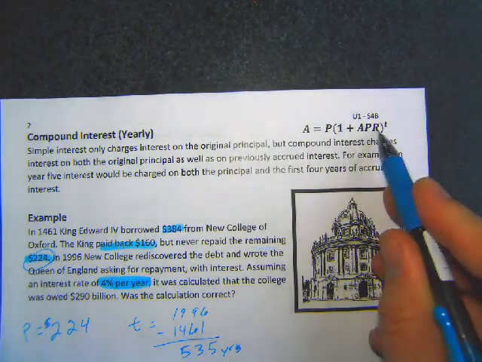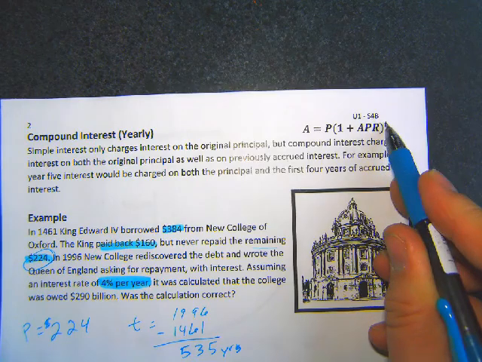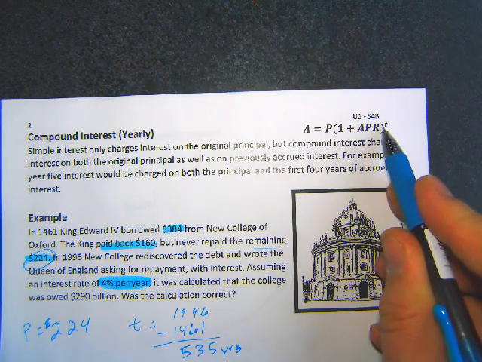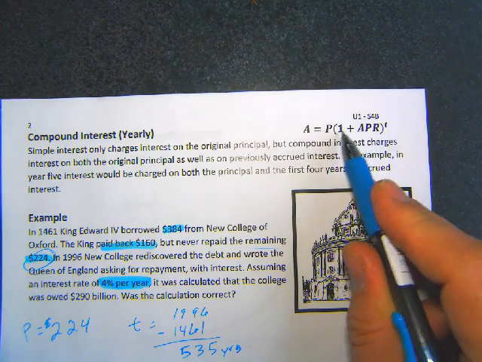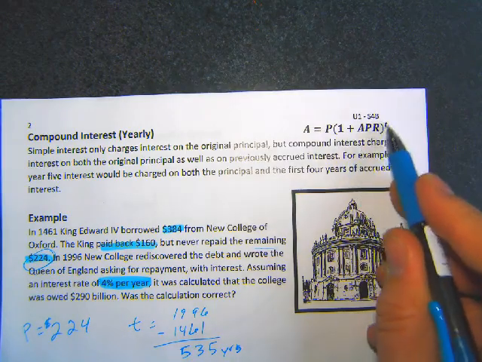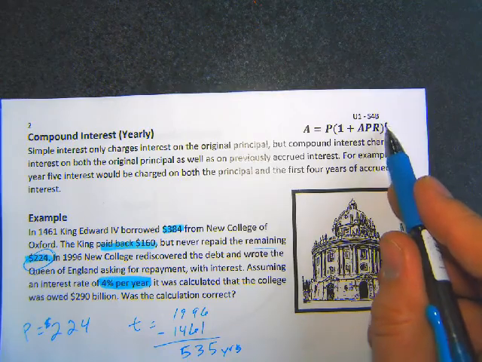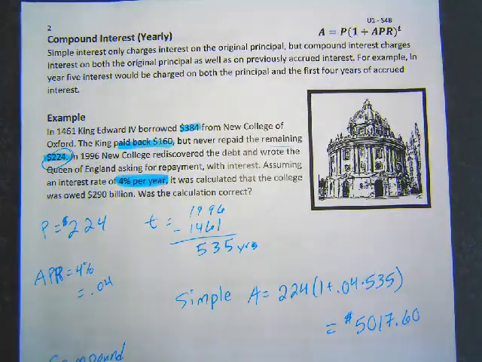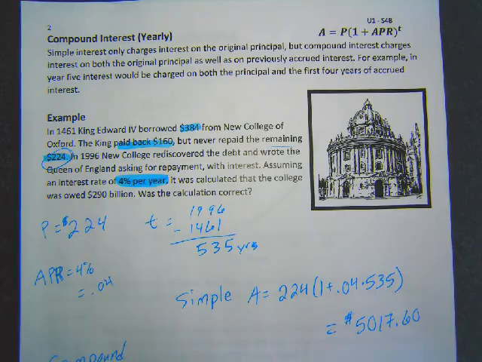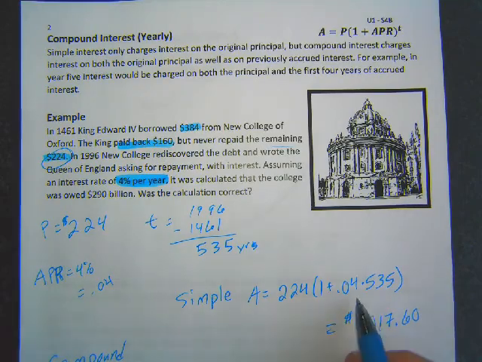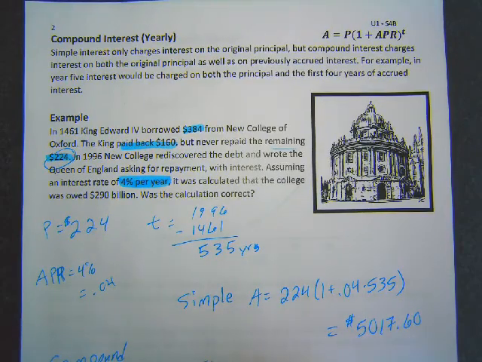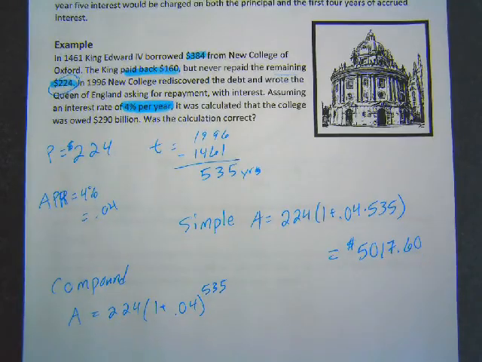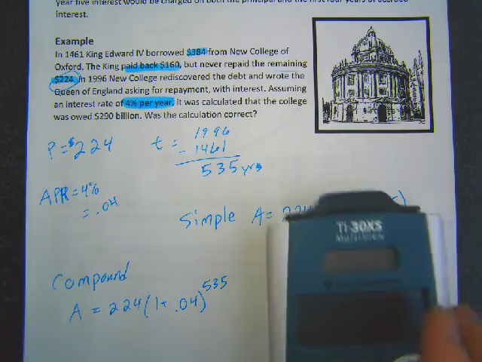So the compound formula is a little different. It's similar here. Now, instead of multiplying by t, we'll see that t becomes a power. And that's what happens when you're doing compound interest, because you do this calculation t times, once for every year. So you're multiplying principal times 1 plus APR a bunch of times. In this case, we have 535 as t, so we end up doing it 535 times. So we still have the same principal, 224. 1 plus 0.04 is still our interest rate, but now the 535 is actually our power. And this does compound interest. So we're calculating the interest every year, and we'll see the difference there.